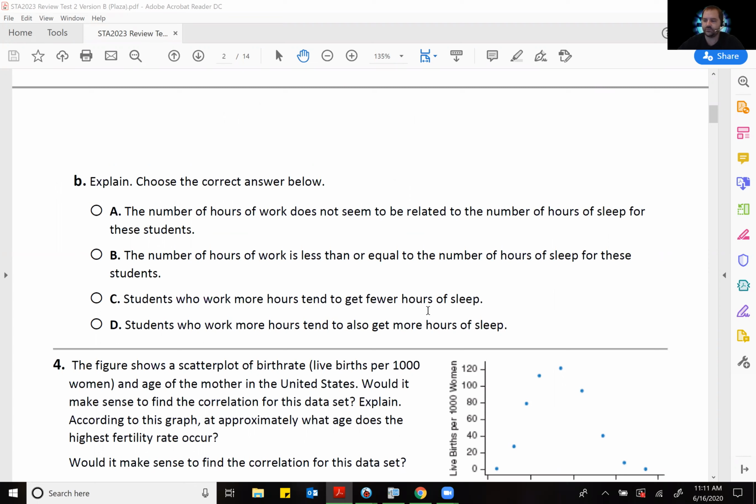the number of hours of work does not seem to be related to the number of hours of sleep for these students. Okay.